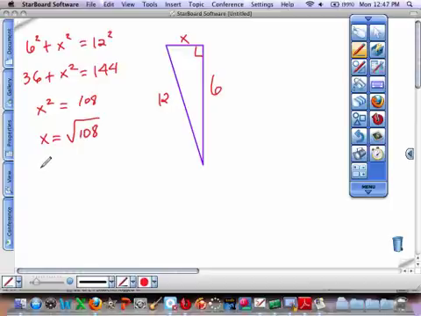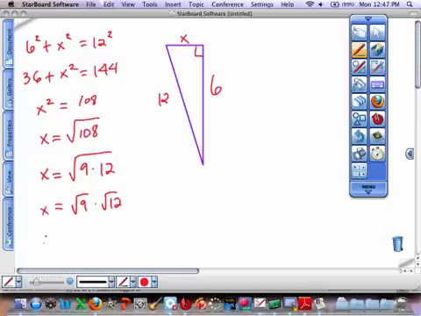Can that be broken down? With what, Bree? 4? Oh, we could start with 4, Kirsten, but we might be able to go larger than 4. Okay, let's try 9. I think we might be able to go bigger than 9, but 9's a great start. So 9 times what? 12. So that gives us the square root of 9 times the square root of 12. What's the square root of 9? 3. So now I've got 3 radical 12.